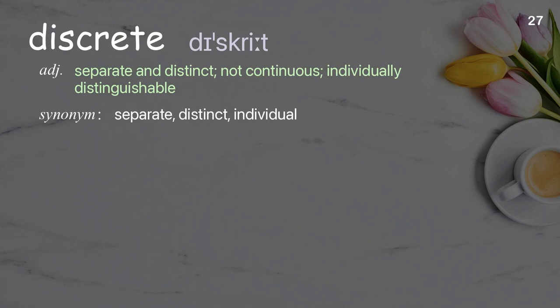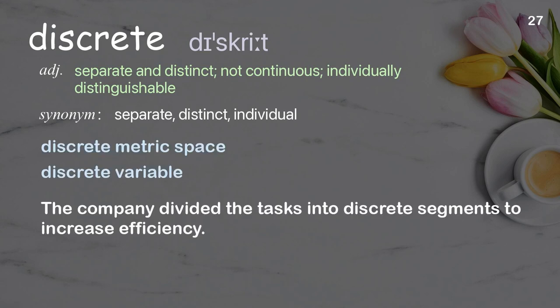Discrete. Separate and distinct, not continuous, individually distinguishable. Examples: discrete metric space. Discrete variable. The company divided the tasks into discrete segments to increase efficiency.